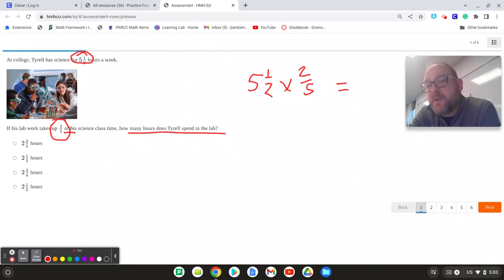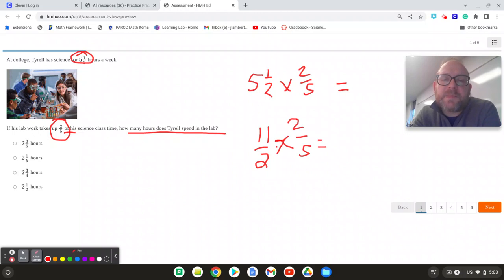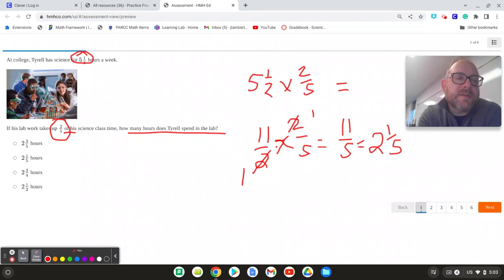So 5 times 2 will give you 10, plus 1 gives me 11 halves. So I'll rewrite 5 and 1/2 as 11 halves. And then we're going to multiply that by 2/5. We can keep that one the same. Well, let's actually just cancel these guys out. So those guys can cancel. We've got 11 over 5. Or we can take 2 whole groups of 5 out and get 1/5 left over. So 2 and 1/5 hours is going to be your answer for that one.